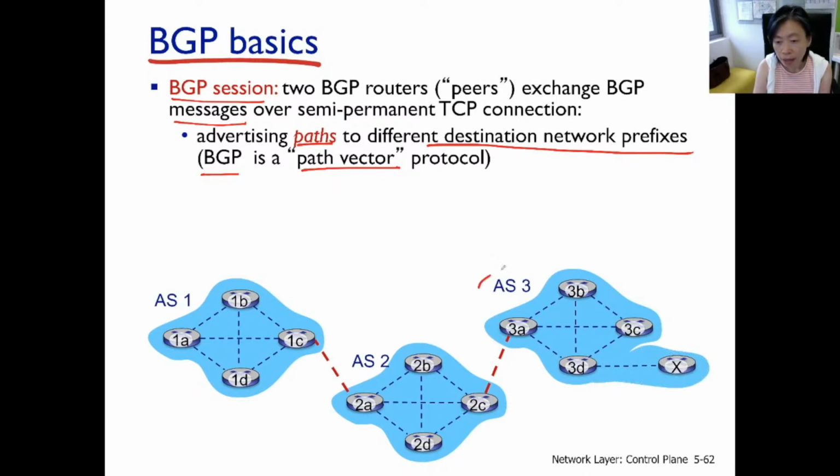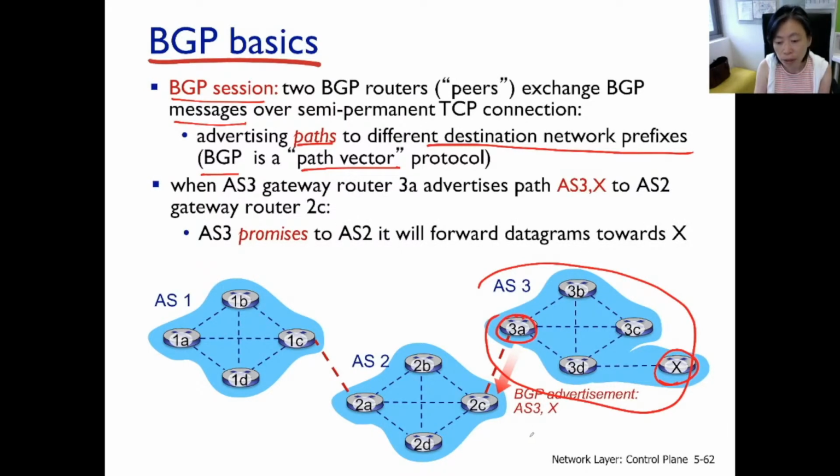So let's say in AS3, there is a prefix X. And this is the destination for packets coming from maybe AS1 or AS2. So AS3 that learns about this destination will need to announce, advertise it to outside of AS3. So 3A here will need to announce its existence, prepending its own AS number, so AS3 here. So this will be the AS path being advertised. This will be the AS path being sent in the BGP message to the other end of the exterior BGP connection, to the other end of the BGP session. So 2C here will receive the AS path, AS3, X.